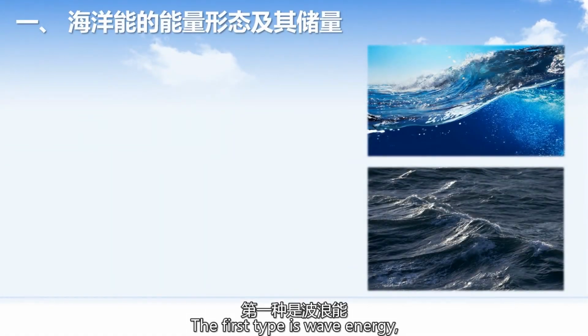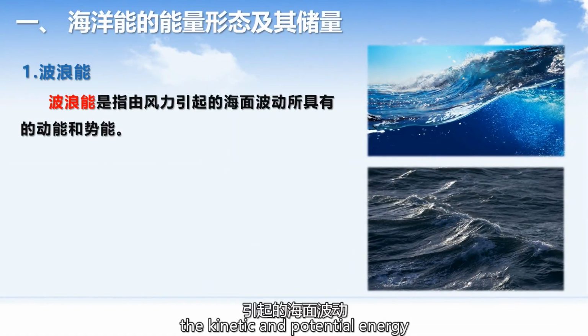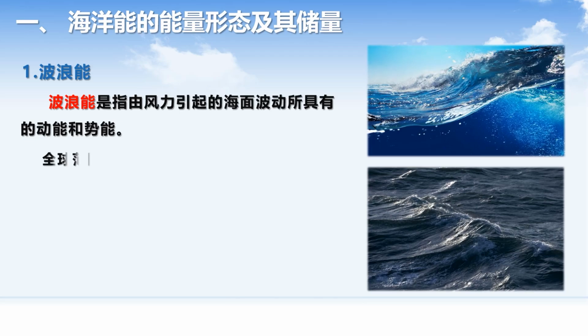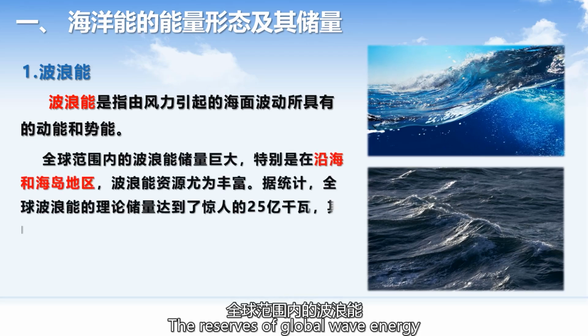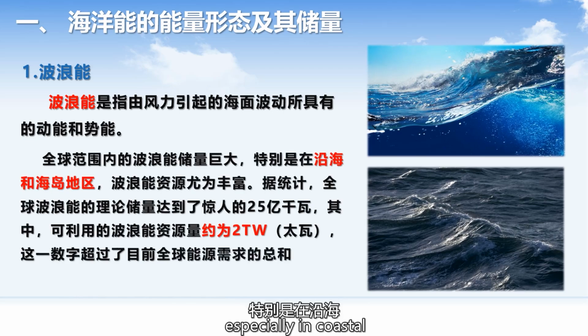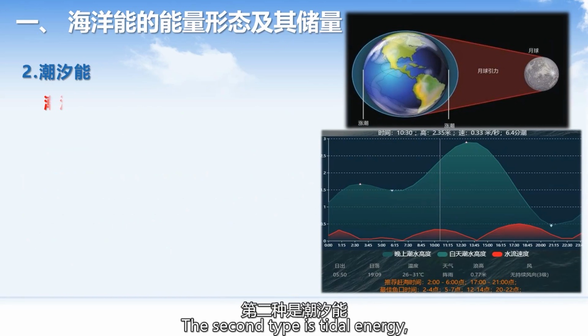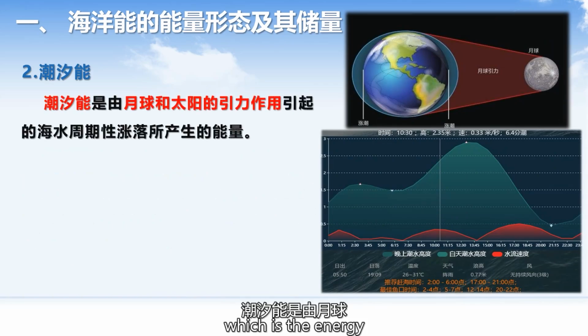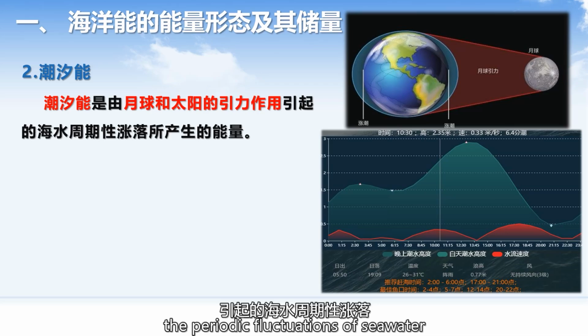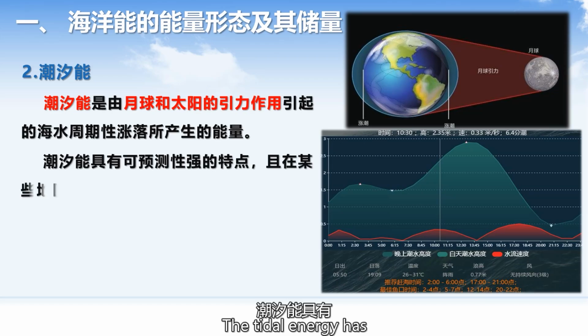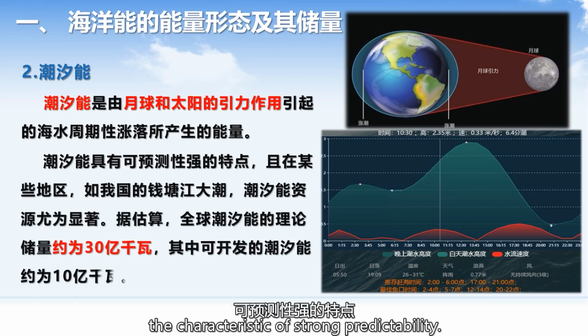The first type is wave energy, which refers to the kinetic and potential energy of sea surface waves caused by wind. The reserves of global wave energy are enormous, especially in coastal and island areas, where wave energy resources are particularly abundant. The second type is tidal energy, which is the energy generated by the periodic fluctuation of seawater caused by the gravitational force of the moon and the sun. Tidal energy has the characteristic of strong predictability.